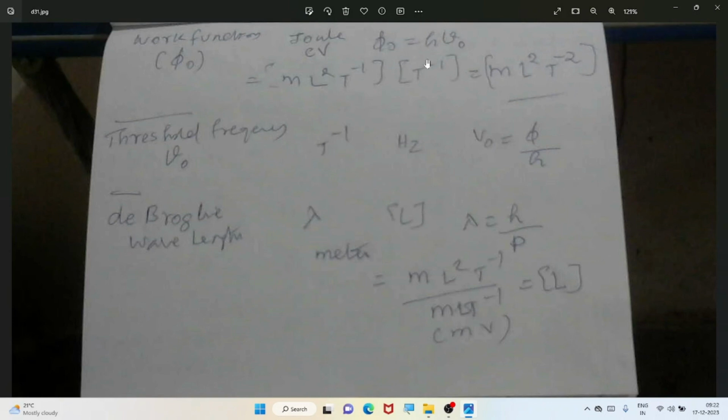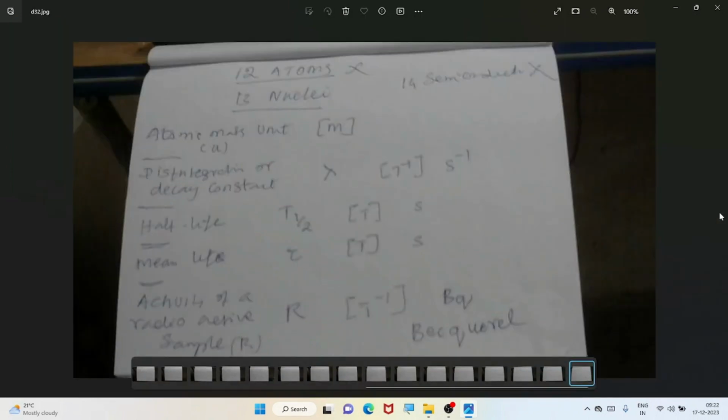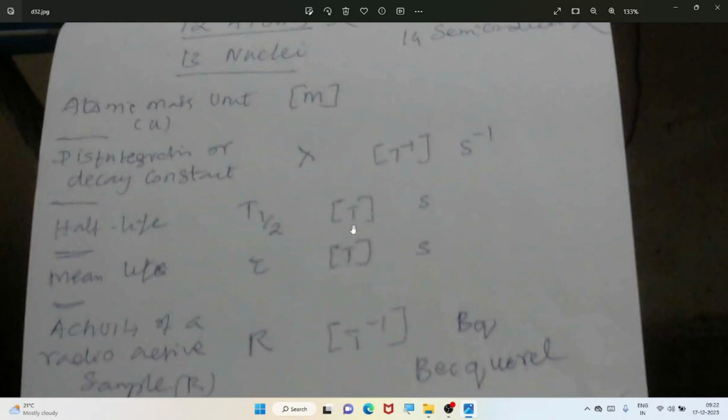Sorry, frequency. Planck constant into the frequency. Threshold frequency is T power minus 1, hertz. De Broglie wavelength, that is in meters. Atomic mass unit, M. Disintegration or decay constant, that is T power minus 1, per second. Half life T half, that is T seconds. Mean life, that is also in seconds.